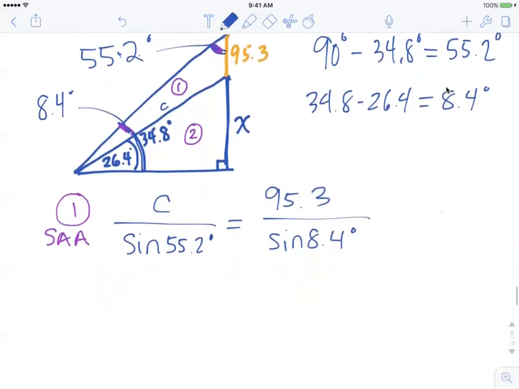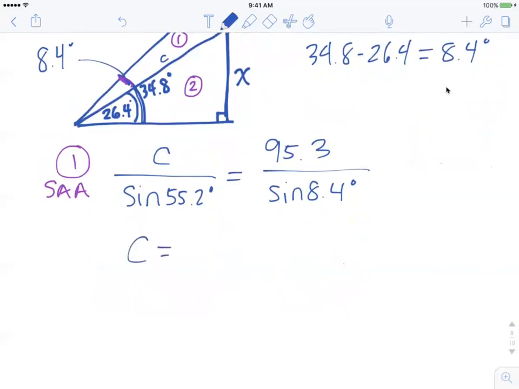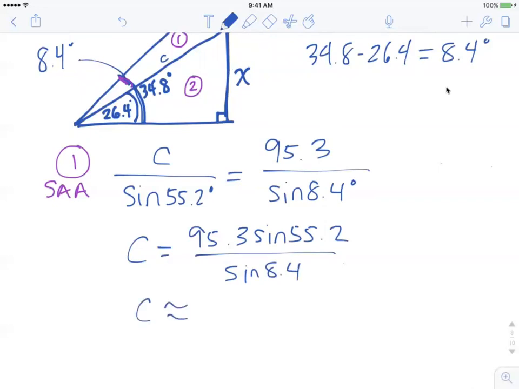Solve for C. So C is going to equal 95.3 times the sine of 55.2 over the sine of 8.4. That's solving algebraically for C. Throwing that into my calculator, I'm getting 535.692. I'm going to leave that with some decimal places because it's an intermediate result, not an answer, so we keep the level of accuracy going here.